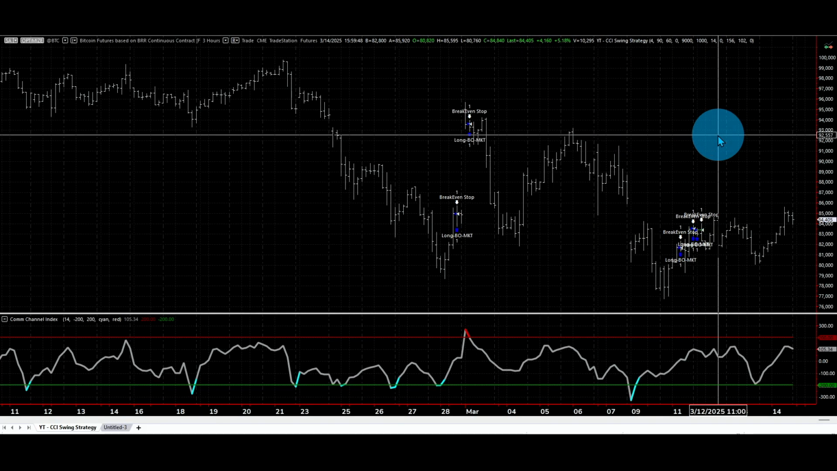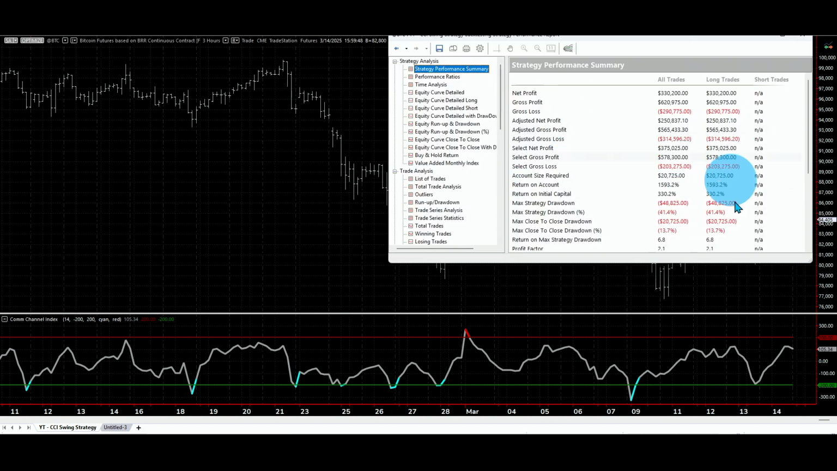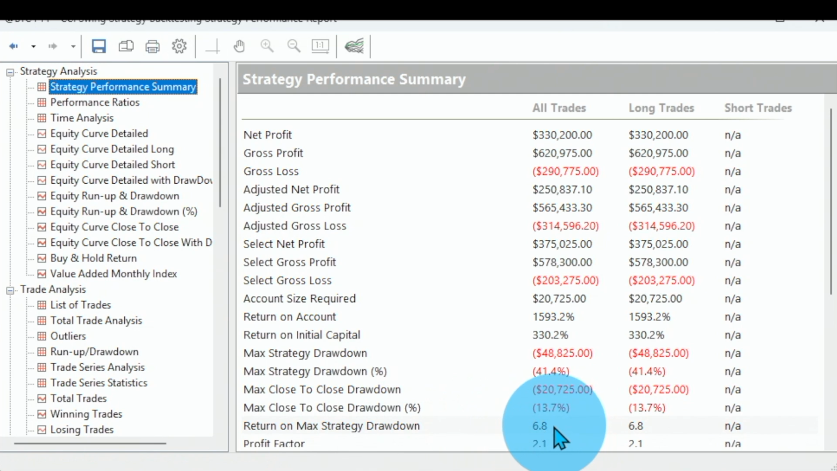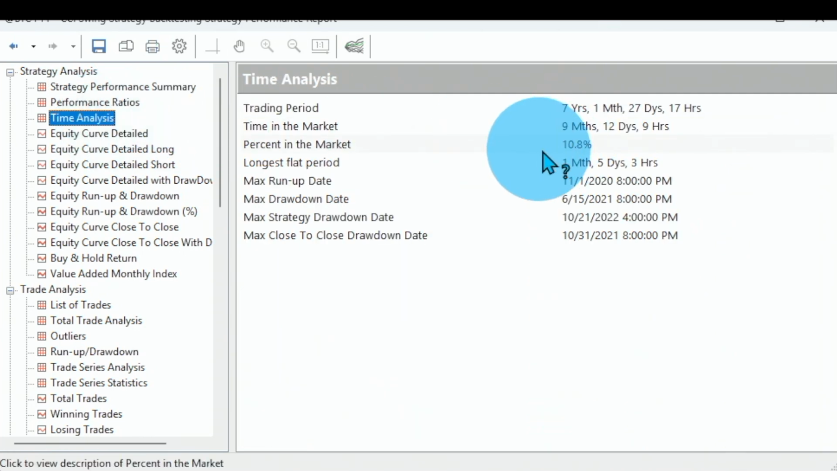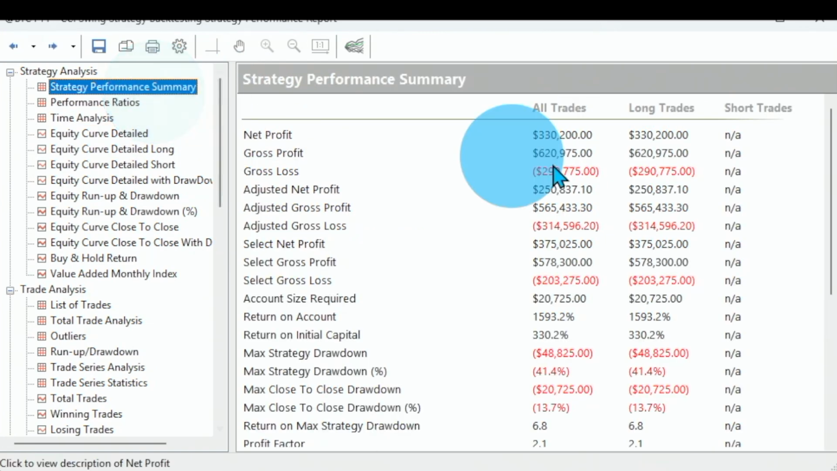And now I added two strategy filters. One of them is volume and the other one is volatility. And we can see the improvement. The return to drawdown now is 6.8, and we reduce our profitability, but also our drawdown. The most important part is I reduce the exposure. So now our exposure is only about 11% in the market because Bitcoin is very volatile, and the less you are in the market, the better.